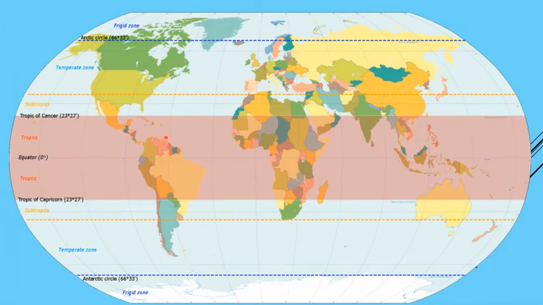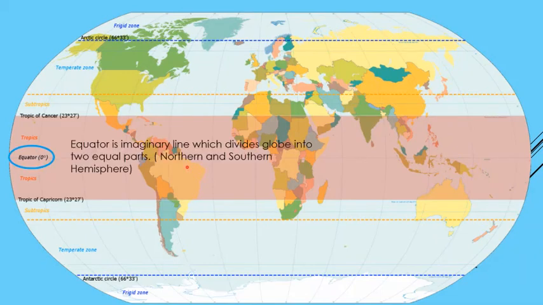Here we have another map which shows the climatic regions in a little more detail. Here we have a definition of the equator. The equator is an imaginary line which divides the globe into two equal parts, northern and southern hemisphere. Dear students, hemisphere is a combination of two Greek words. Hemi means half, sphere means circle. It means half circle. So here we have a tropical climate zone.